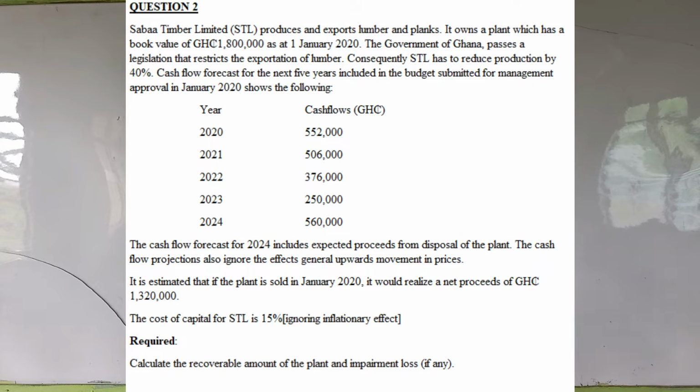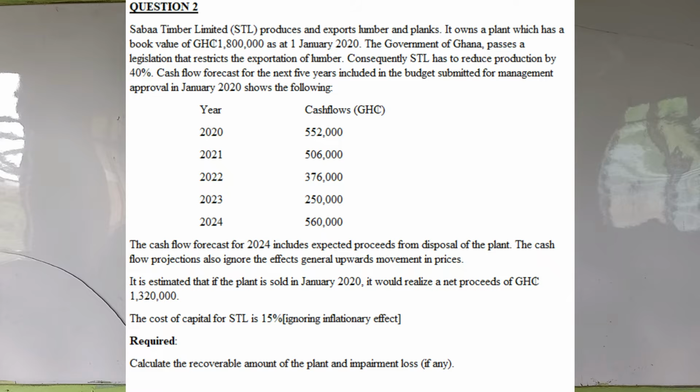Sabah Timber Limited produces and exports lumber and planks. It owns a plant which has a book value of 1.8 million Ghana cedis as at 1st January 2020. The government of Ghana passes a legislation that restricts the exportation of lumber. Consequently, STL has to reduce production by 40%. Cash flow forecast for the next 5 years included in the budget submitted for management approval in January 2020 shows the following. So we have these cash flows.